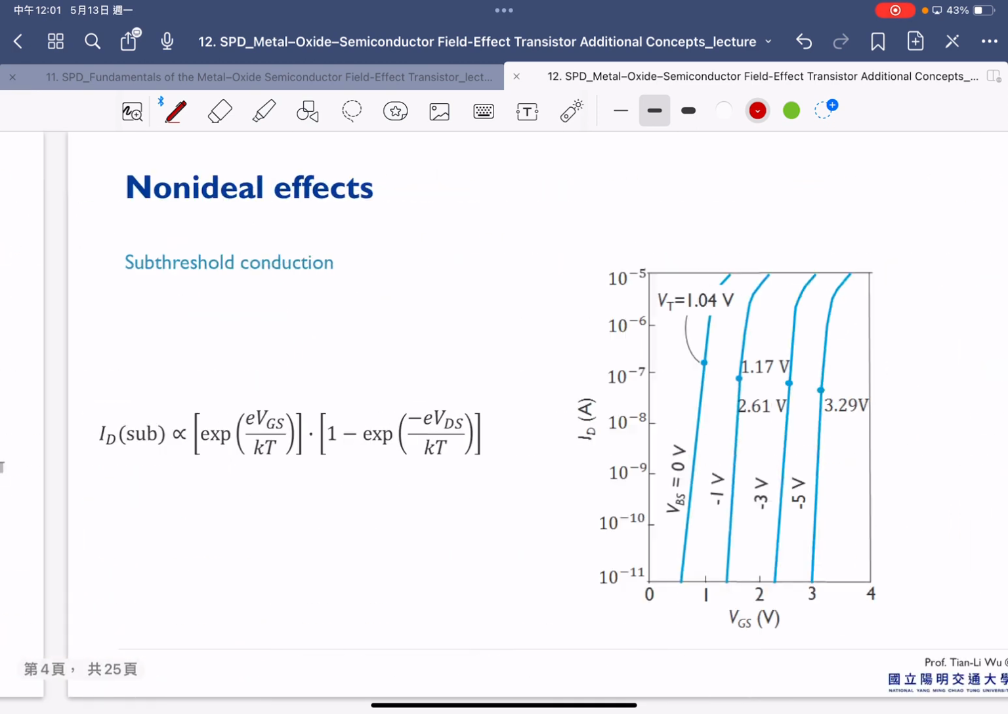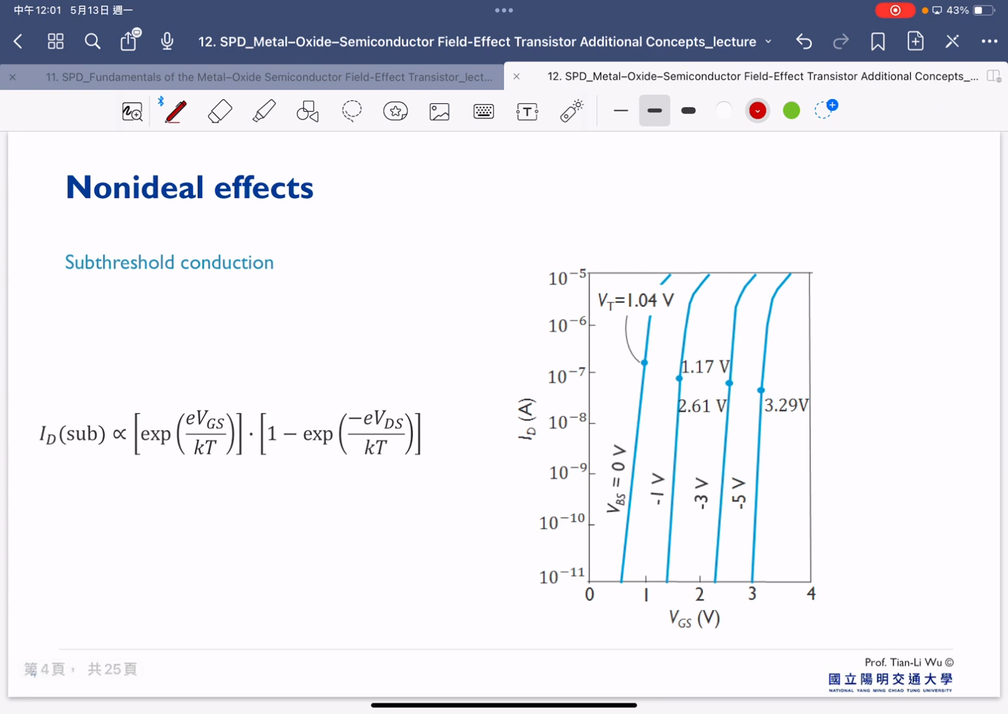Okay, so this is the equation for the subthreshold current, and this is some of the experimental results with different gate biases.